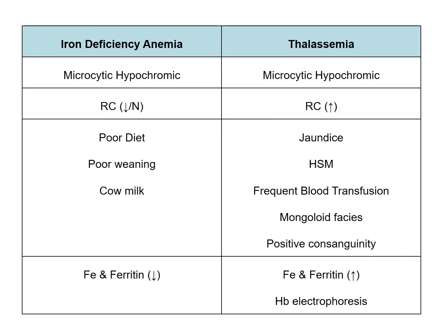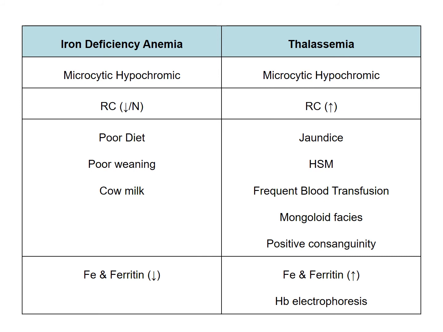In iron deficiency anemia, the history is usually a poor diet, poor weaning, cow milk intake, sometimes exclusive breastfeeding, and so on. However, in thalassemia, the history is usually jaundice. We have hepatosplenomegaly, frequent blood transfusion, mongoloid facies, sometimes positive consanguinity. Iron deficiency is diagnosed by an iron profile, especially serum ferritin or transferrin saturation. However, for thalassemia, the iron is very high due to blood transfusion.